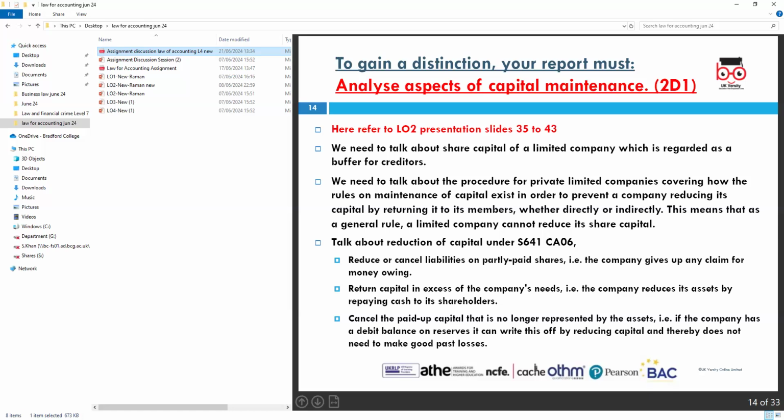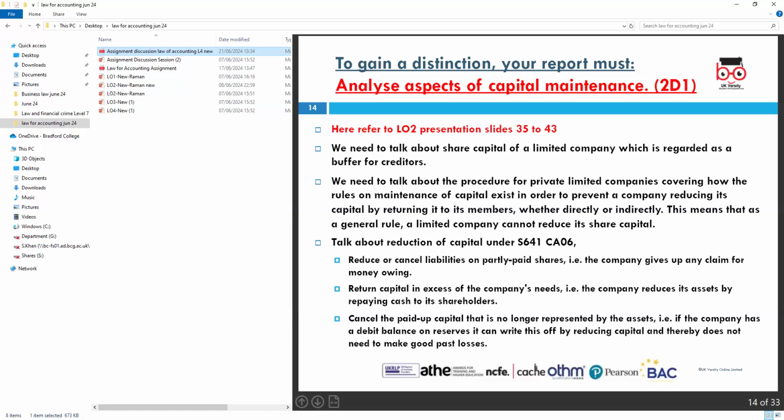You need to talk about the procedure for private companies and covering how rules of maintenance of capital exist in order to prevent a company reducing its capital by returning to its members. You need to talk about the reduction of capital under section 641 of the Companies Act 2006, and reduce or cancel liabilities on partly paid shares. For example, the company gives up any claim for the money owing or returns capital in excess of the company's need, and then cancels the paid up capital that is no longer represented by the assets.